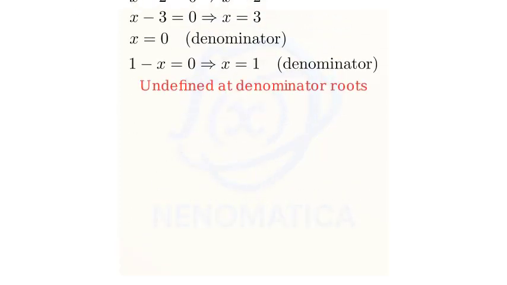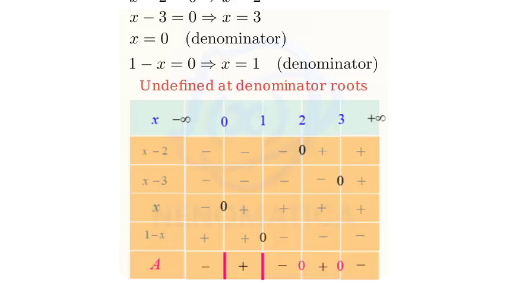Now, we will build a sign chart. Columns will be the intervals split by the critical numbers, together with single columns for the special points 0, 1, 2, and 3. Row 1. X minus 2 is negative before 2, 0 at 2, and positive after 2. Row 2. X minus 3 is negative before 3, 0 at 3, and positive after 3. Row 3. The factor x is negative before 0, 0 at 0, and positive after 0. Row 4. 1 minus x is positive before 1, 0 at 1, and negative after 1.